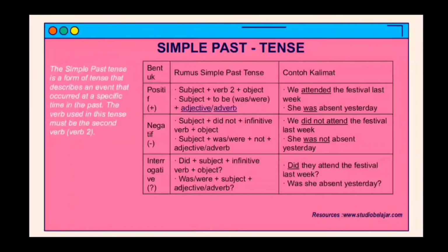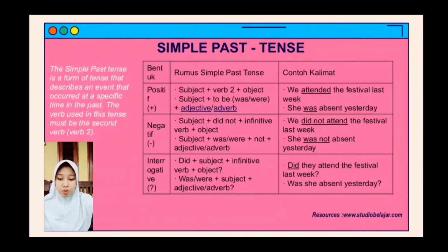Now we will tell about simple past tense. Simple past tense is a form of tense that describes an event that occurred at a specific time in the past. The verb used in this tense must be the second verb, or verb 2. The simple past tense has a 3-sentence form that are positive, negative, and interrogative. The formula of the positive form is subject plus verb 2 plus object. For example, we attended the festival last week. It can also be subject plus to be plus adjective or adverb. Example, she was absent yesterday.